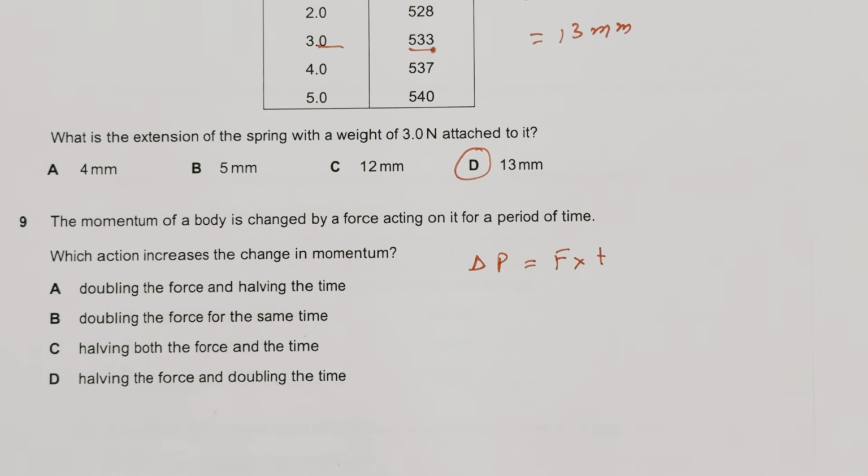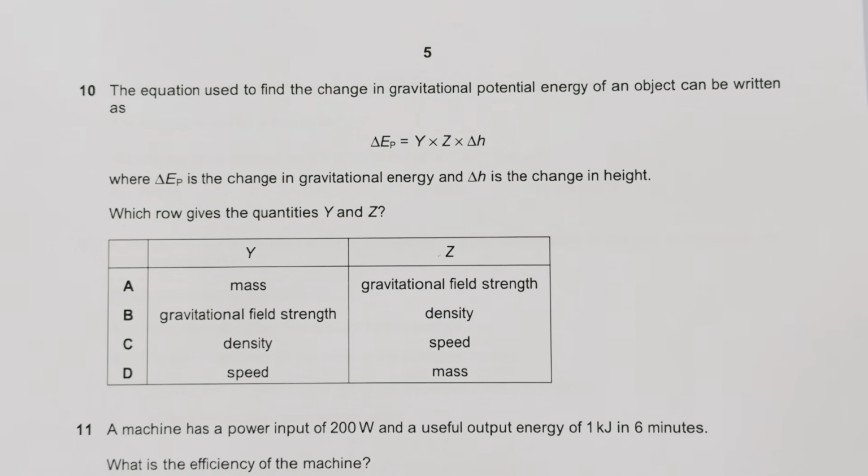Doubling the force and halving the time, they would cancel each other, so there would be no change in momentum. Doubling the force for the same time, yes, this is going to increase. Halving both force and time, it would decrease. Halving the force and doubling the time, it would not change. So option number B is the correct option. Moving to question number 10.